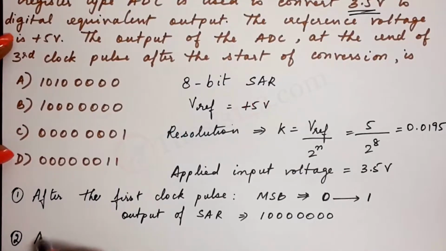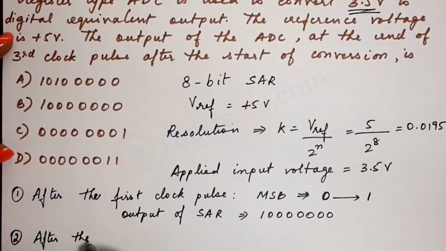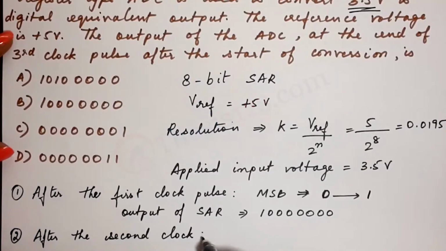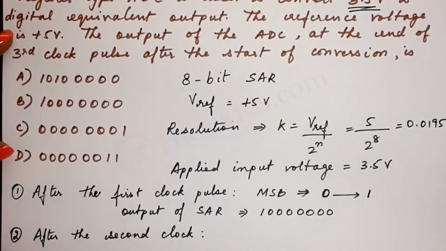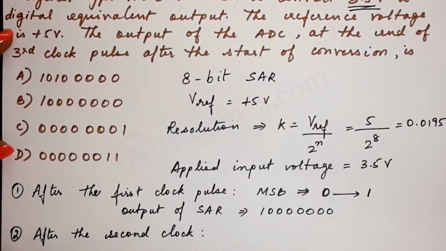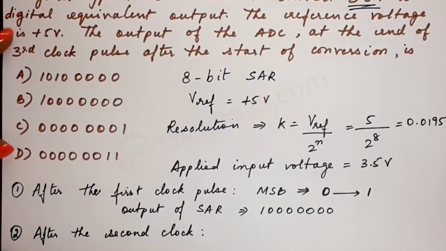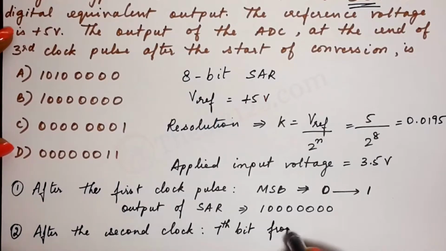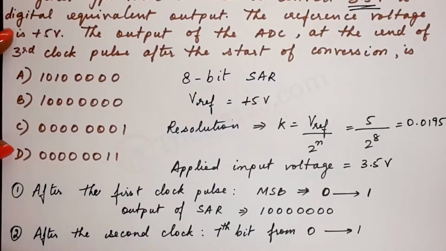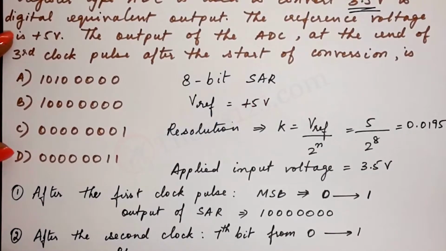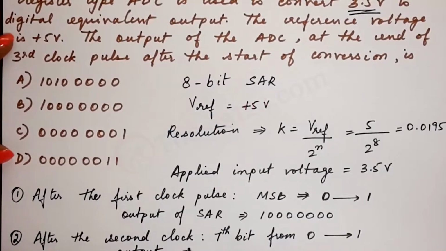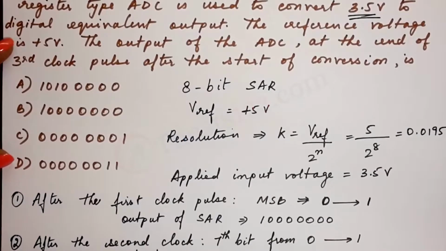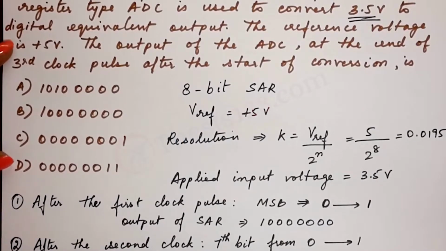Now the next is after the second clock. Now after the second clock, again the SAR will toggle its 7th bit this time from 0 to 1. So the output becomes 1 1, because it's the 7th bit, 0 0 0 0 0 0.